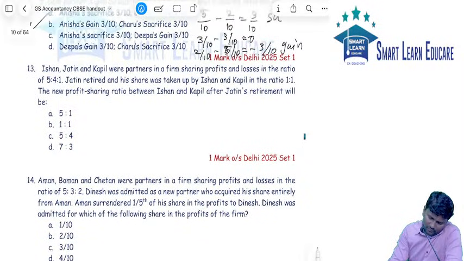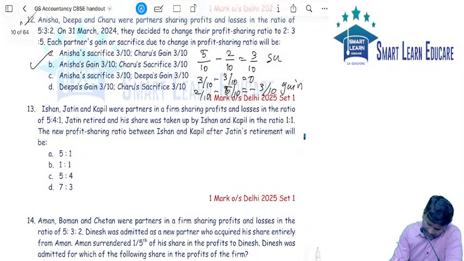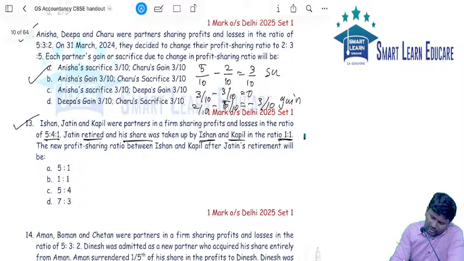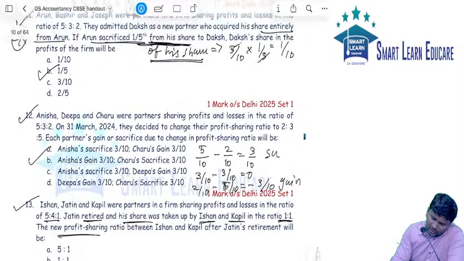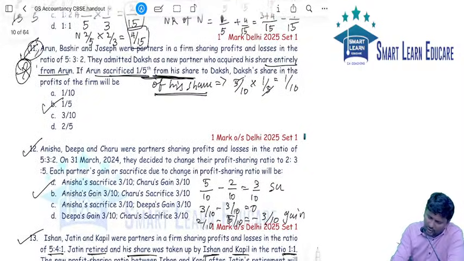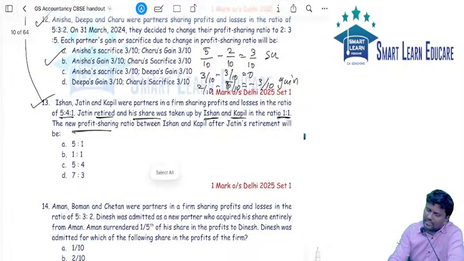Next one, question number 13. I, J, K were partners. Profit sharing ratio 5:4:1. J retired and his share was taken up by I and K in the ratio of 1:1. The question asks for the new ratio. This is similar to the last question which we solved, question number 11. Please try.